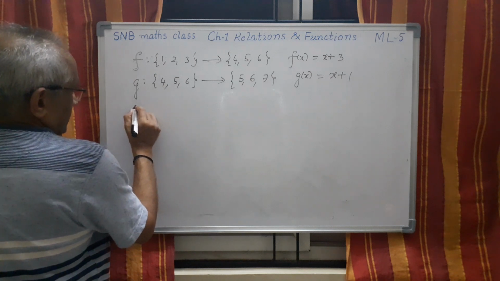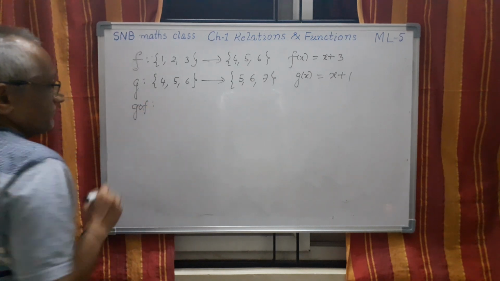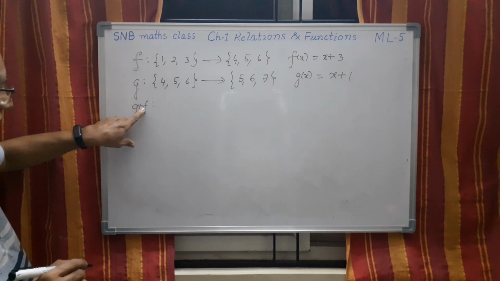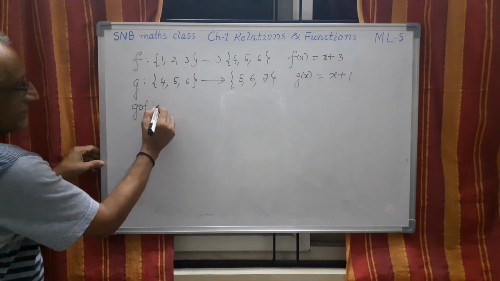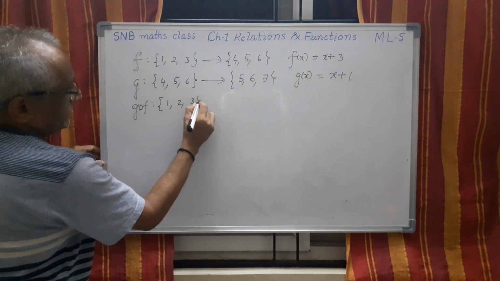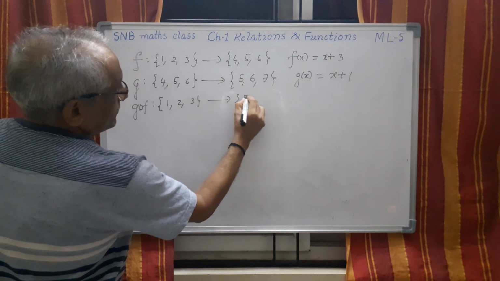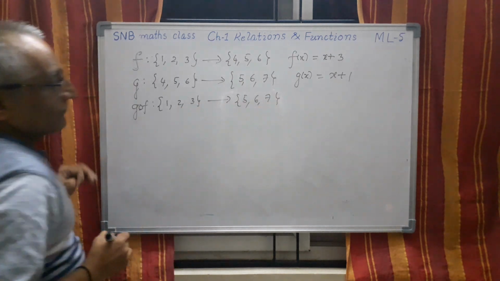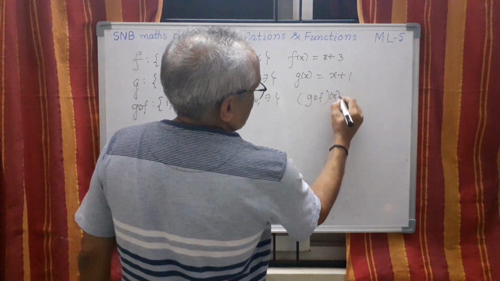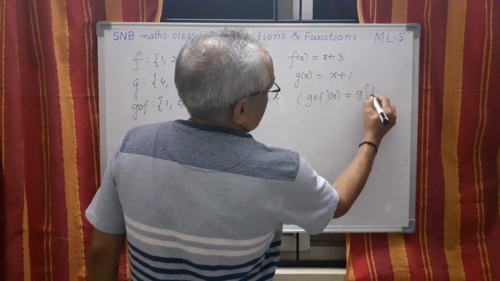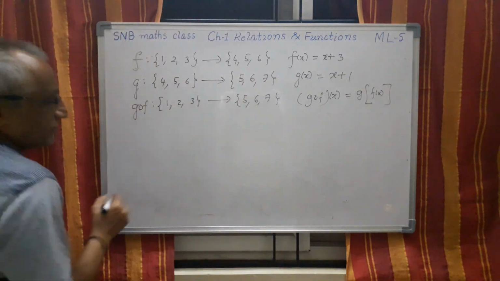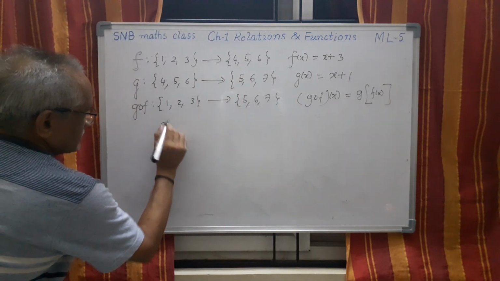Now, g of f. Remember, this is the first function, this is the second function. So when you are writing, you should write in the reverse order. It is from where to where? It is from 1, 2, 3 to 5, 6, 7. And what is the definition? It is g of f of x equal to g of f of x, of course, x belonging to A. So now you can calculate like this.